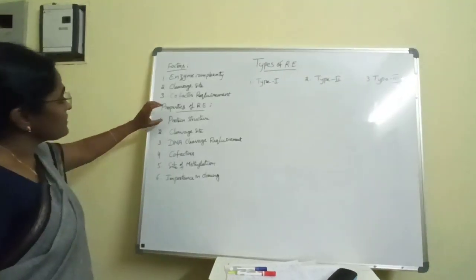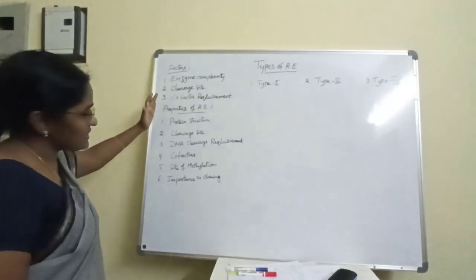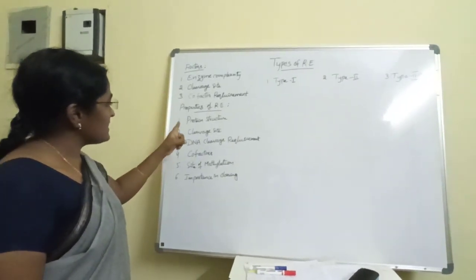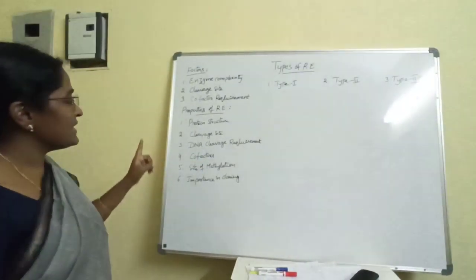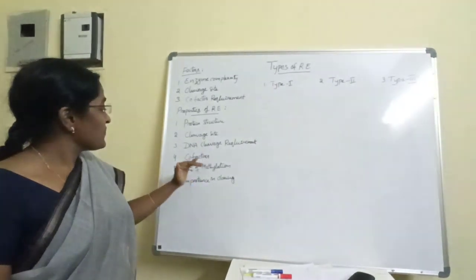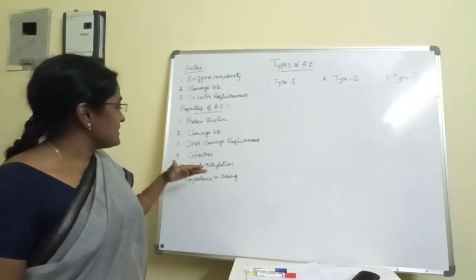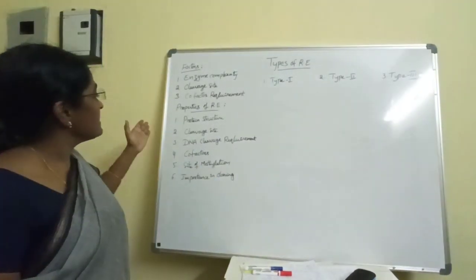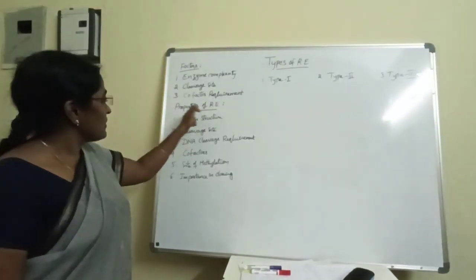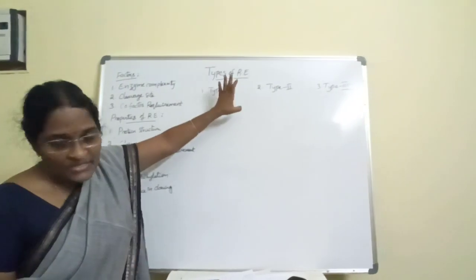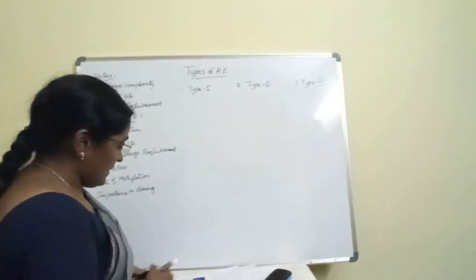What are the properties of restriction enzymes? One is protein structure, the second is cleavage site, the third is DNA cleavage requirement and cofactors, and then site of methylation and importance in cloning. These six properties are useful to describe the restriction enzymes.